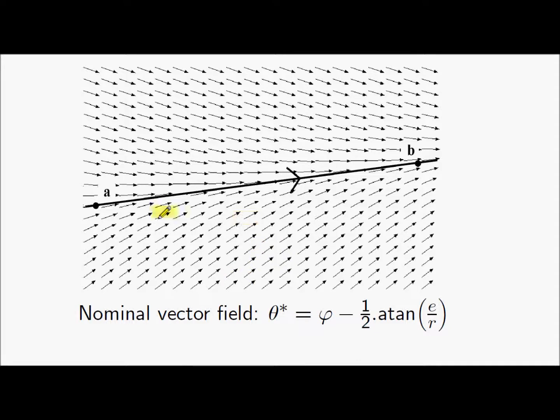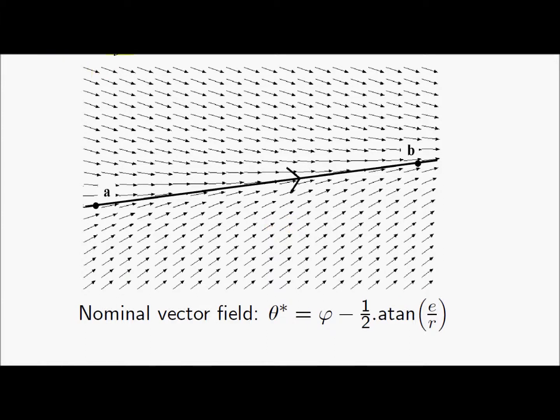The equation of this vector field is given by this formula. So phi is the angle of the line, E is the distance between my point and the line, and R is the accuracy. If I want, for instance, to be at a distance of 10 meters from my line, as an approximation, for instance, of the GPS, then R will be equal to 10 meters. If I apply this equation, I will obtain this kind of vector field. It is what we call the nominal vector field.